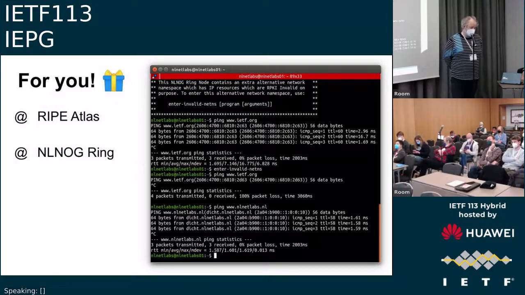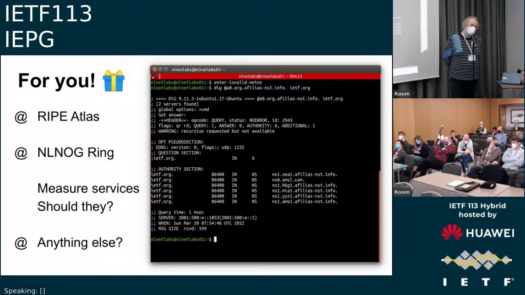And this is how it works. If you secure shell there, then initially it just uses valid resources. You can ping the website of the IETF. And after entering the invalid network namespace, you cannot. But it still does work, because you can ping NL Labs, for example. Next slide.